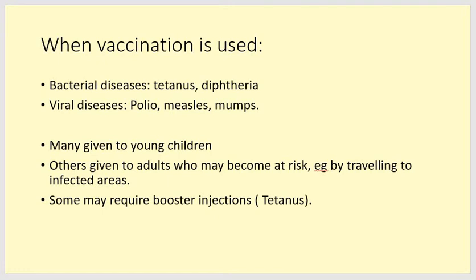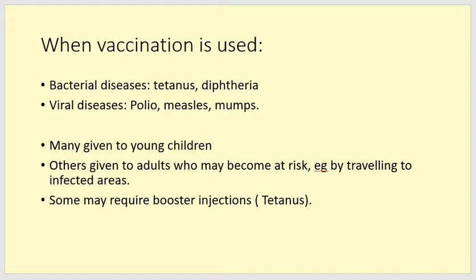Now, vaccination is used against a range of diseases such as tetanus, diphtheria, polio, measles, mumps. Some of these are diseases that are always serious. Some of them are diseases that are sometimes serious, sometimes mild, but you can't predict who's going to get which version. Mostly they're given to young children. You will have heard of people saying, I'm taking my baby to get their injections.